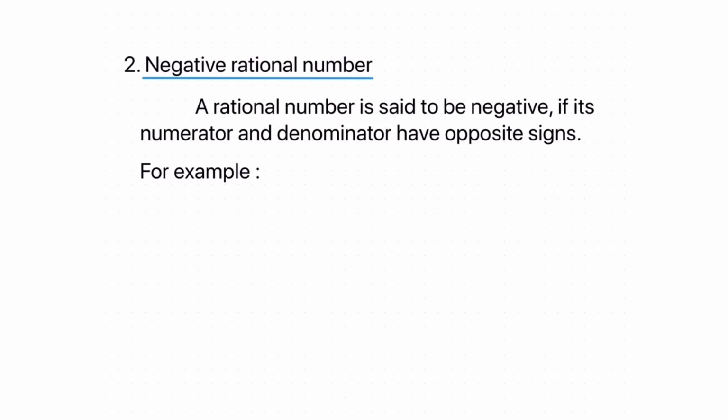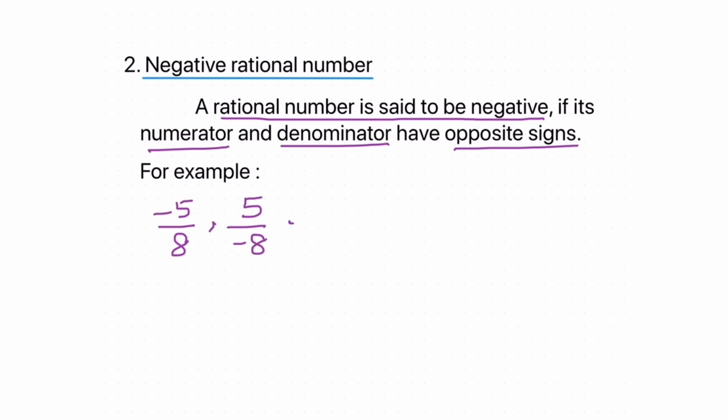Second point, negative rational number. A rational number is said to be negative if its numerator and denominator have opposite signs. For example, minus 5 by 8, 5 by minus 8, 12 by minus 17, minus 15 by 19. In all these examples, you can see that the numerator and denominator have opposite signs. Hence, all these are negative rational numbers.